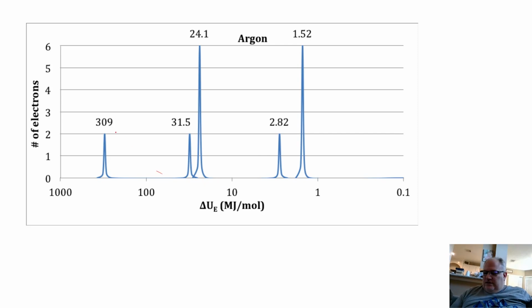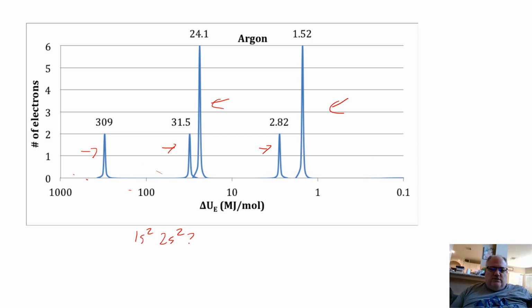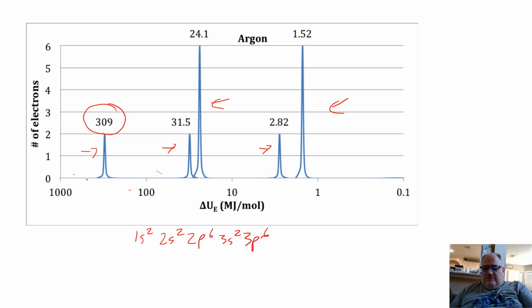Let's take a look at this, and if you take a look at the heights here, and let's say we didn't even know what this was, couldn't we look at the board and go, all right, there's 2 here, there's 2 here, there's 6 here, there's 2 here, and there's 6 here. Wouldn't that fit rather nicely to a 1s2, 2s2, 2p6, 3s2, 3p6? Again, look at the amount of energy that's required to pull off this one, 309. Even to the ones on the previous page, 104 to 309.